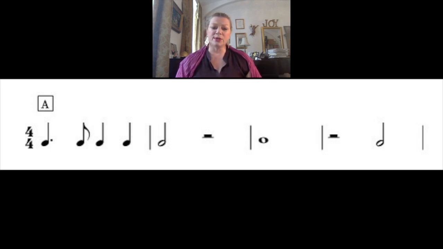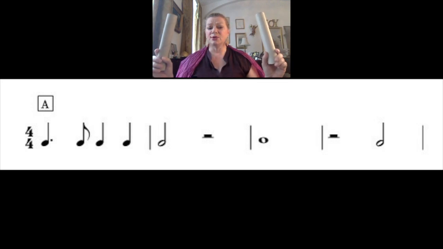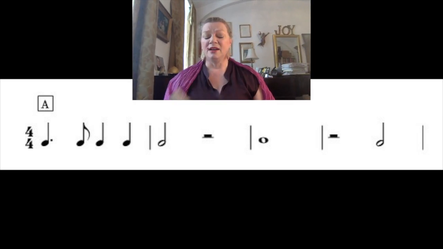Let's just do it one more time just to really make sure we have the first measure really well under our belt. 1, 2, last time, go. Ta-yi-ti, ta, ta, ta, rest, rest, ta, rest, rest, ta. Fantastic.